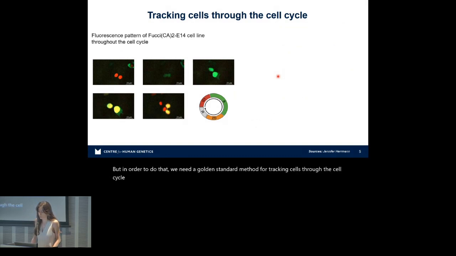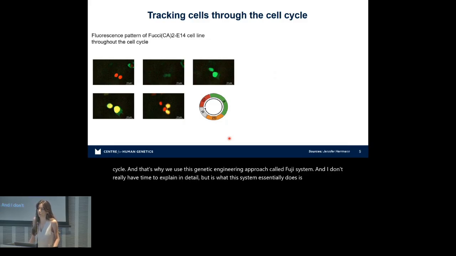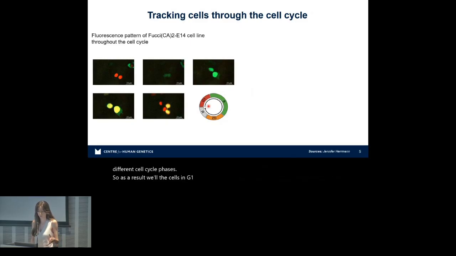And that's why we use this genetic engineering approach called the Fucci system. And I don't really have time to explain in detail, but what this system essentially does is use a pair of fluorescent reporter proteins, a red one and a green one, which color the cells differently in different cell cycle phases. So as a result, the cells in G1 phase will get red color, those in S phase will get green color, and those in G2 phase will get orange color.